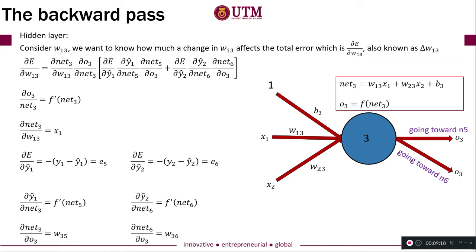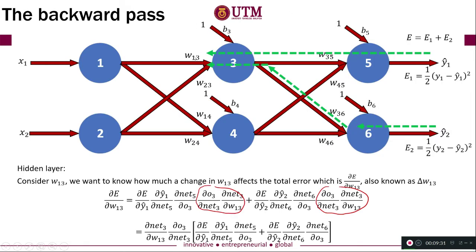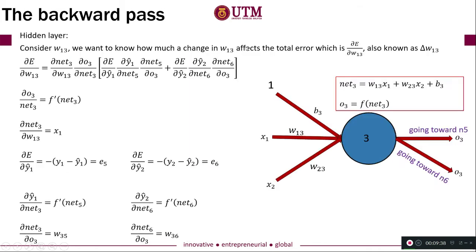So this is the same equation again. This one I just draw what actually happened at node 3 during the forward pass. So what we get is this equation there.